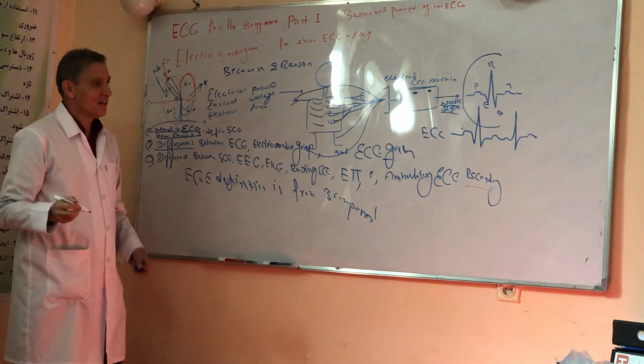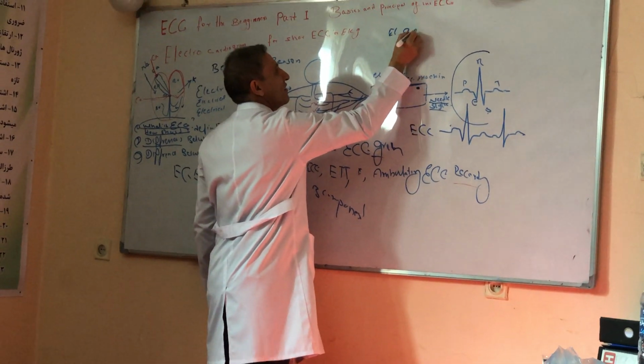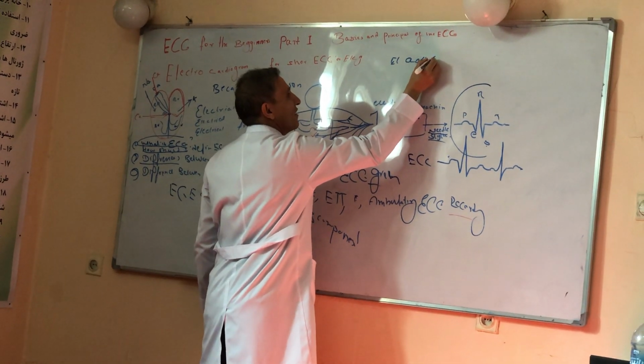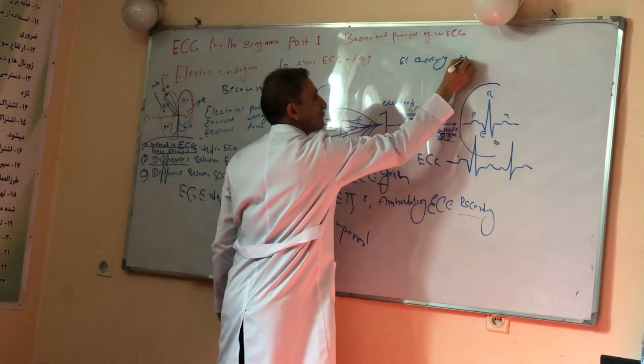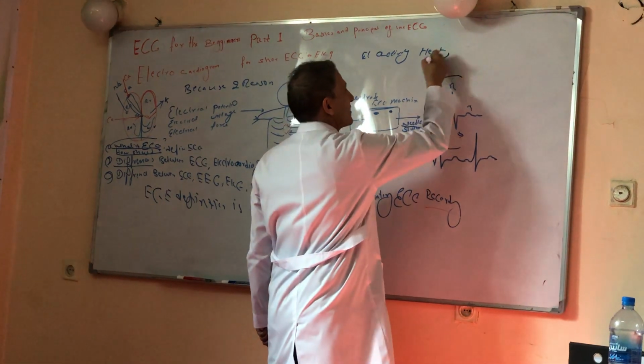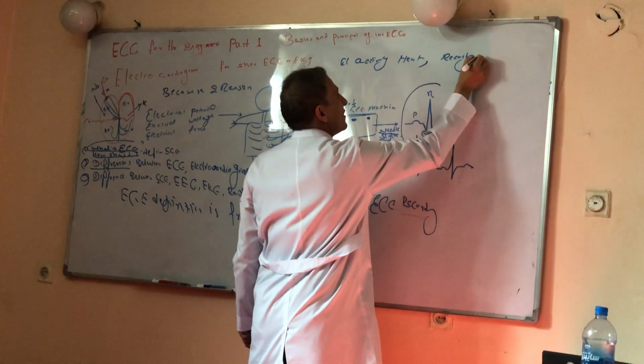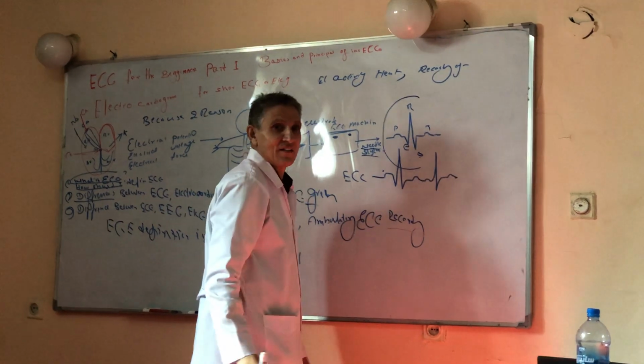Component number one, electrical activity of the heart. Component two, recording of electrical activity of the heart. Number three, ECG paper.